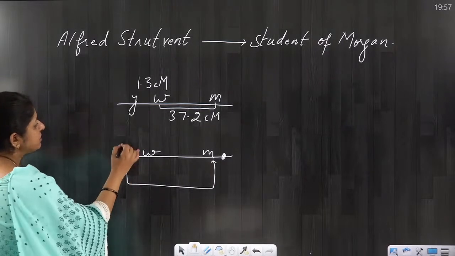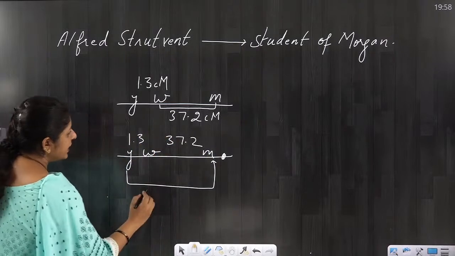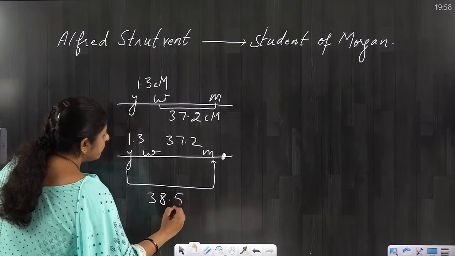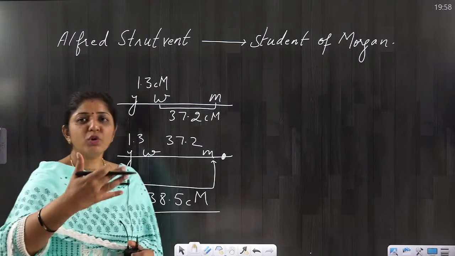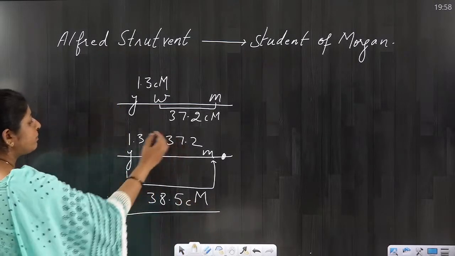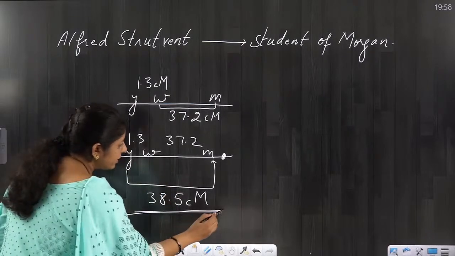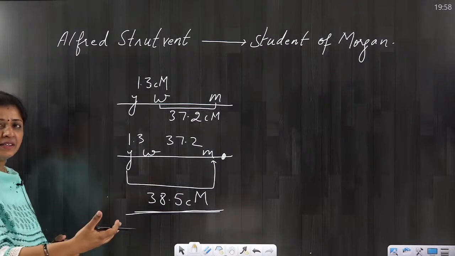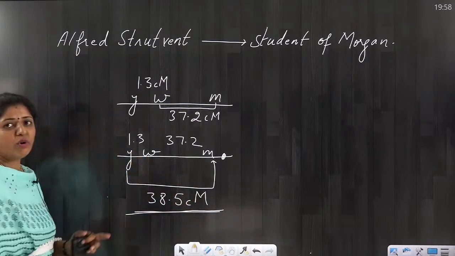Why? Because 1.3 and 37.2, if you add, it will be 38.5 centimorgans. Can I say this is much more distance than 37.2? It is more distance than that. So if distance is more, linkage is less and the recombination chances will be more.